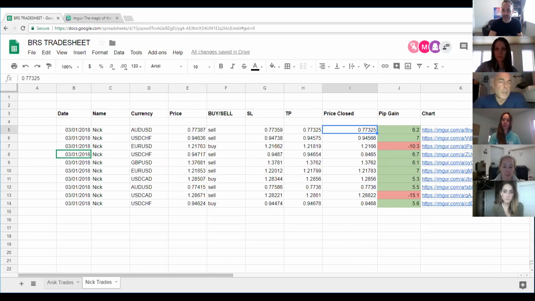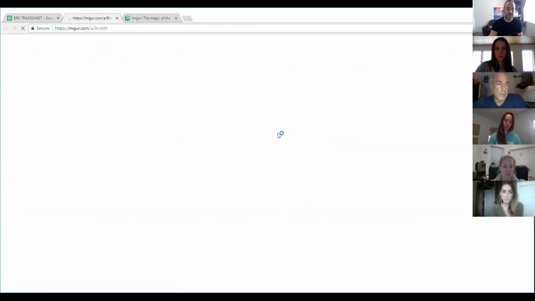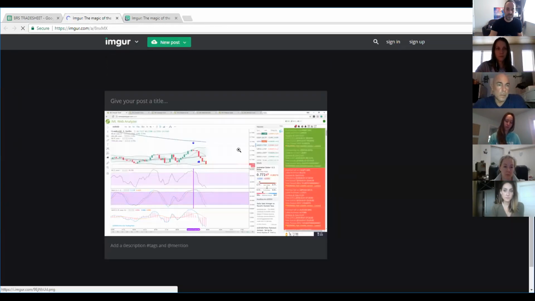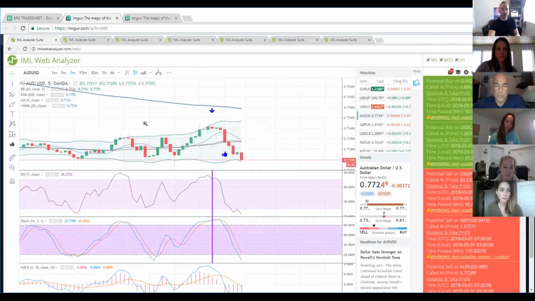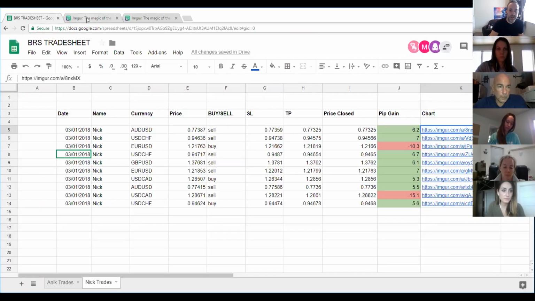So I'm going to explain to you guys. If I click on these links, is it going to open in a window? Okay, perfect. Okay, so this is one of my trades today. It was my first trade this morning. It was on the Australian dollar USD.